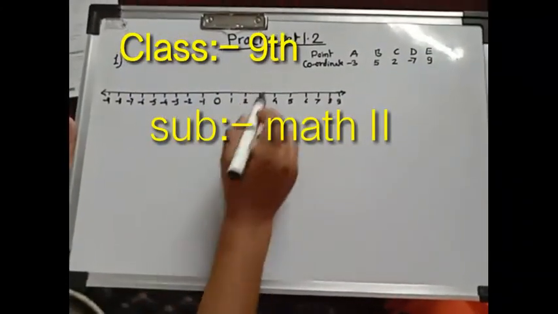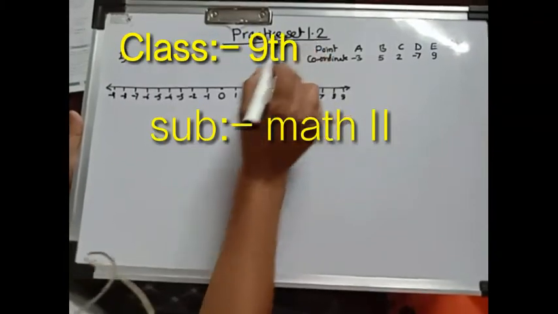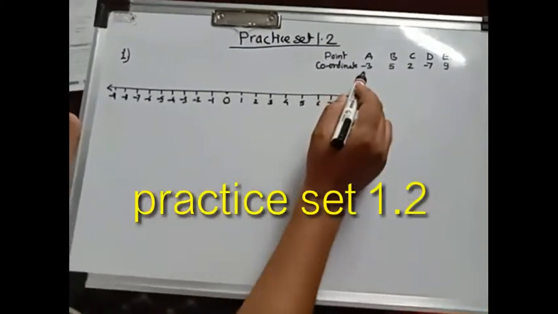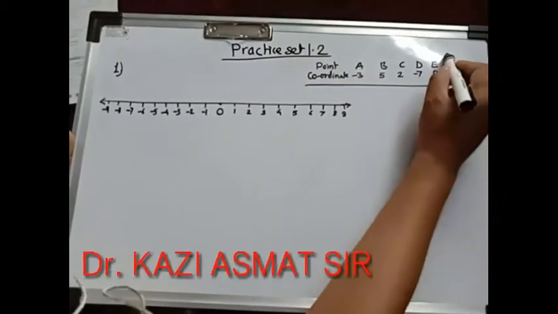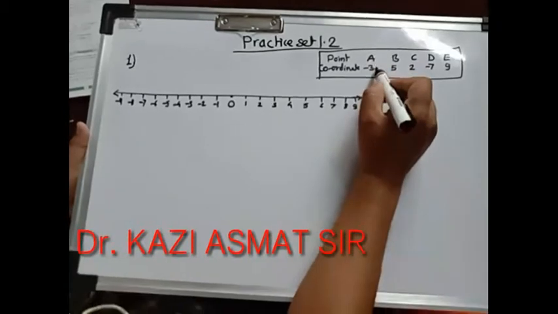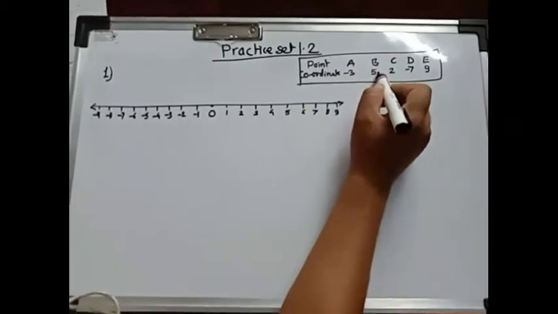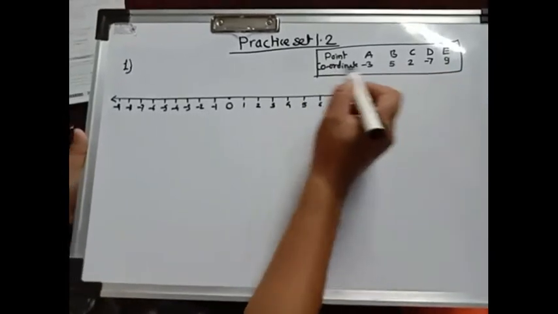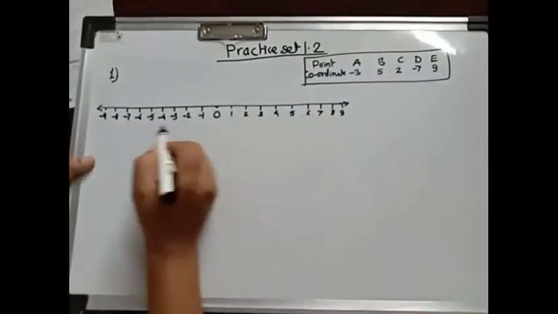Today we'll discuss practice set 1.2. In practice set 1.2, the first question has a table shown here. In that table, the points and their coordinates are given. Point A is -3, point B is 5, and then points C, D, E, F. So we take these points on the number line.